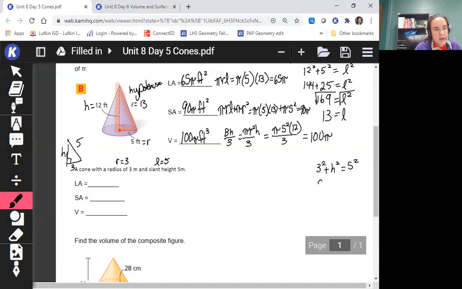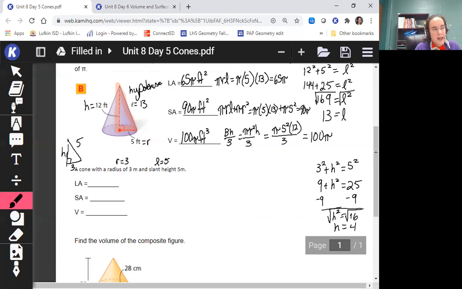So 3 squared is 9 plus h squared equals 5 squared is 25. Subtract 9 from both sides, and you get 16 equaling our height squared. Take the square root, and our height is 4.